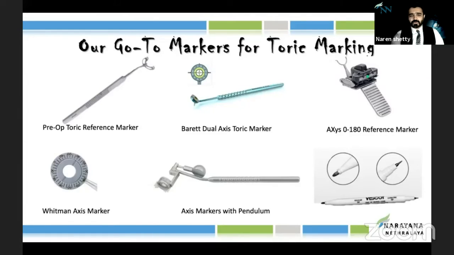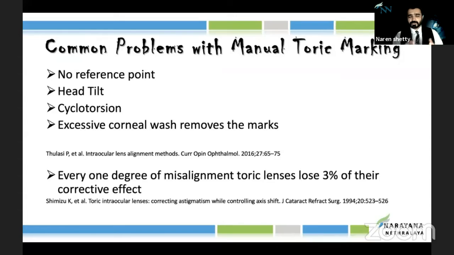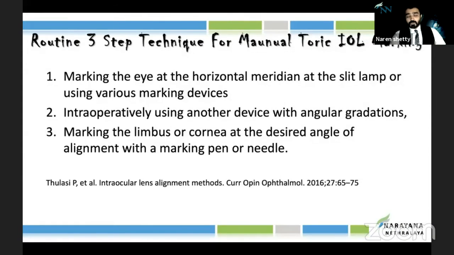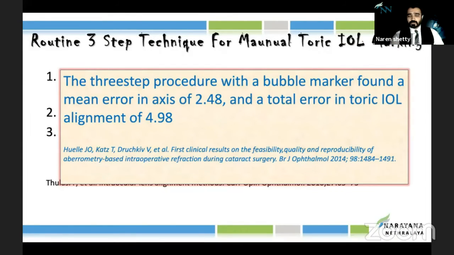We have been using markers for quite some time, but errors happen because there's no reference point. Errors happen because of head tilt and cyclotorsion. Sometimes when you excessively wash the cornea, the marks go away. Every 1 degree of misalignment of the toric lens loses about 3% of its corrective effectiveness. With the three-step technique of manual marking, the first marking is done at 0-180 at the slit lamp, then intraoperatively at 0-180, and also at the intended axis where the lens has to be aligned. With this three-step procedure using the bubble marker, a mean axis error of about 2.48 and a total toric alignment error of about 4.9 has been found.